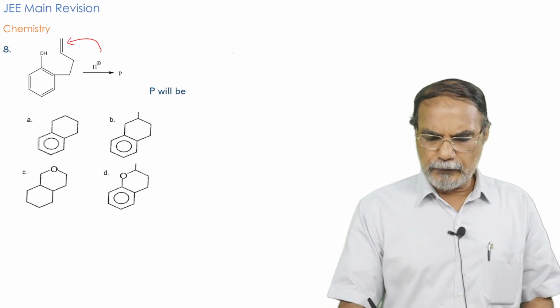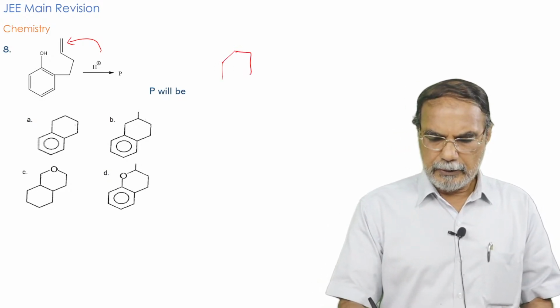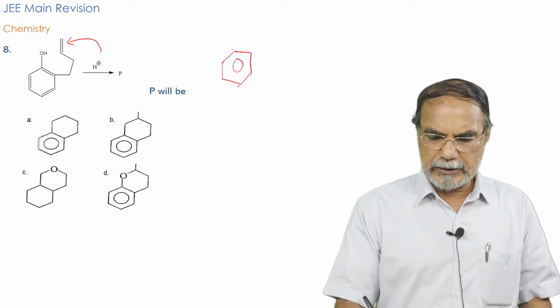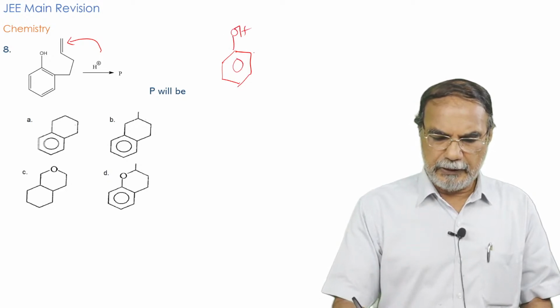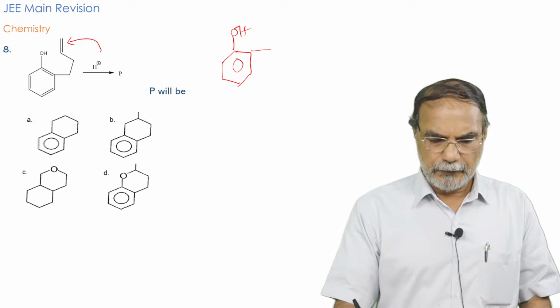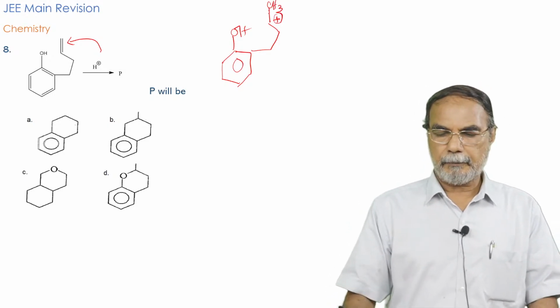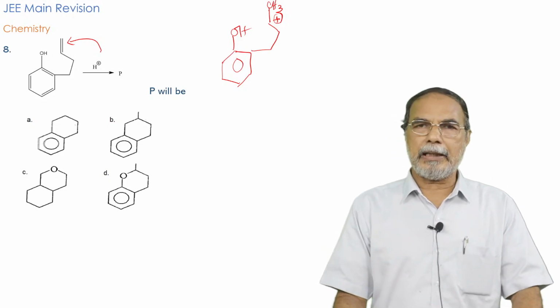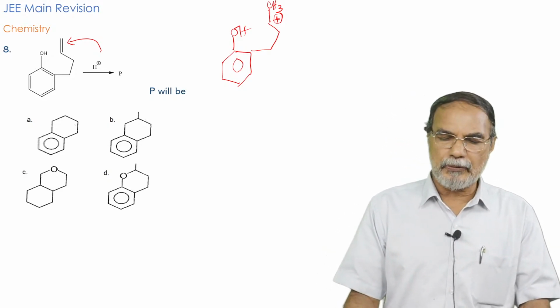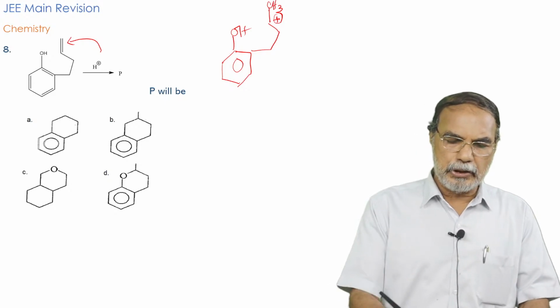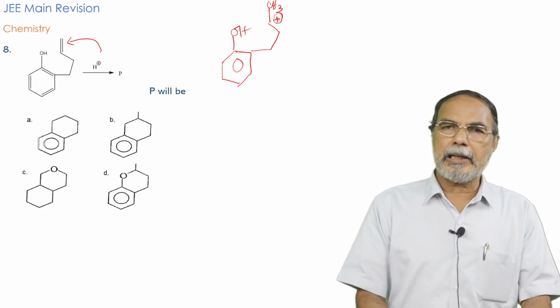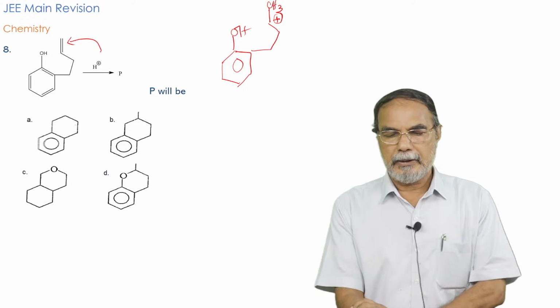And what is formed therefore, let me write like this, OH, and here you have H plus added here, and you have the positive charge here. A carbocation is formed as the intermediate. Addition of H plus to the double bond generates a carbocation like this.